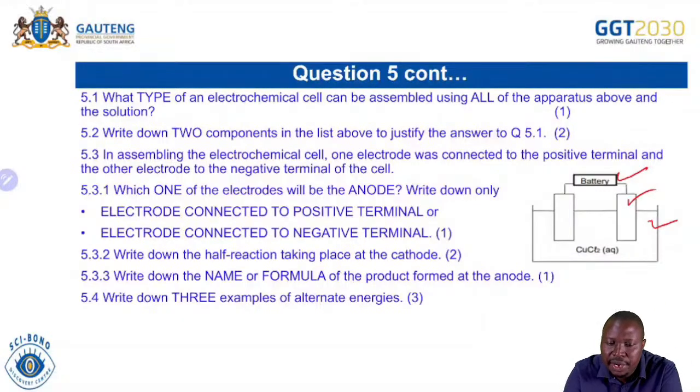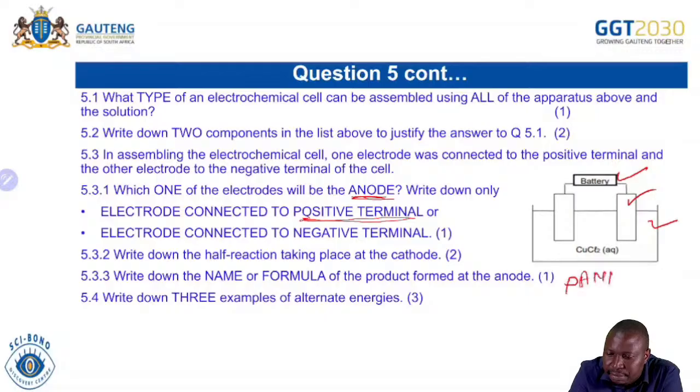electrolytic cell. Now, in assembling the electrochemical cell, one electrode was connected to the positive terminal and the other electrode to the negative terminal of the cell. Now, we know that one will be positive, one will be negative, as I've shown you in the previous page. Which one of the electrodes will be the anode? Write down only the electrode connected to the positive. Remember, anode is connected to the positive terminal. I said PANIC. So the PANIC there is reminding you that positive is anode. So the anode is the one that is connected to the positive terminal, while the cathode is connected to the negative. So the one to the anode is the positive terminal, which is this one.